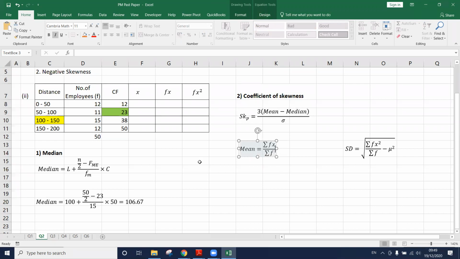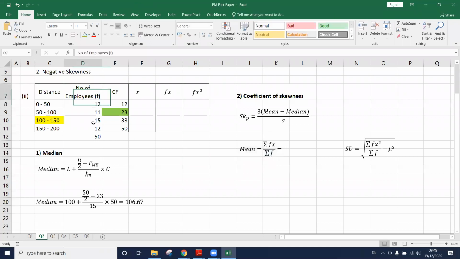Sigma fx over sigma f. F column ekak tiyenawa, habai x column ekak apita ne. Apita tiyenne menne me class intervals vitarai. Nam me ek ek class intervals represent karanna we need to have a single figure here to represent the values from 0 to 50. To represent the values from 50 to 100, we need to have a single value here. That is what we called X, right? What is the technical name we can give for this X? Midpoint. Yes, class midpoint.